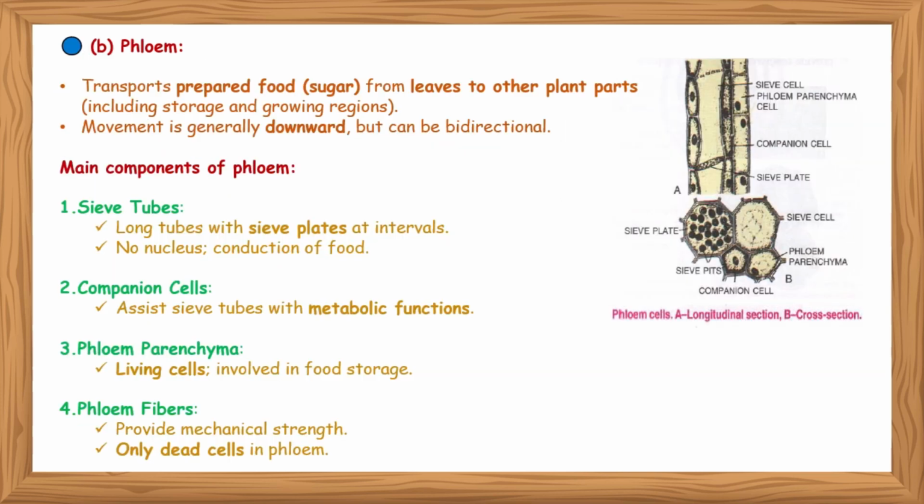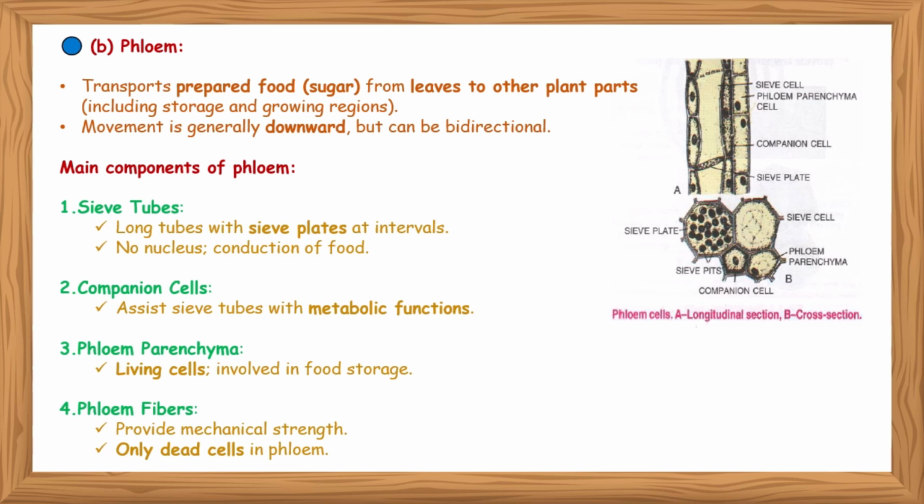Phloem transports prepared food, that is sugar, from leaves to other plant parts, including storage and growing regions. Movement is generally downward, but it can be bidirectional. The main components of phloem are sieve tubes, which are long tubes with sieve plates at intervals. They have no nucleus and are responsible for conduction of food.